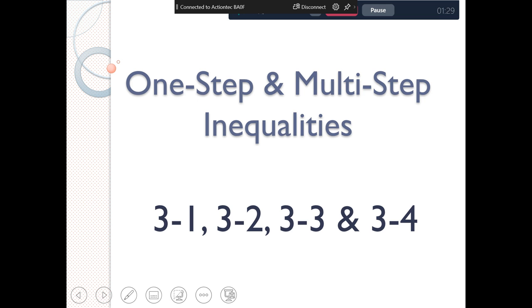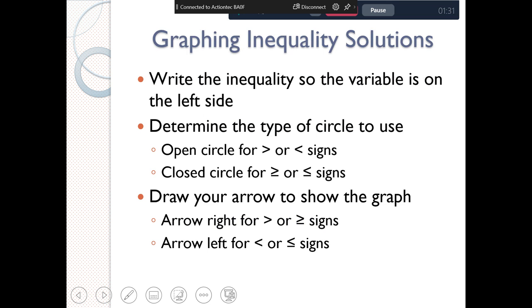So the first thing that we're going to be doing is talking about graphing inequality. This isn't like on a graph, this is like on a number line.